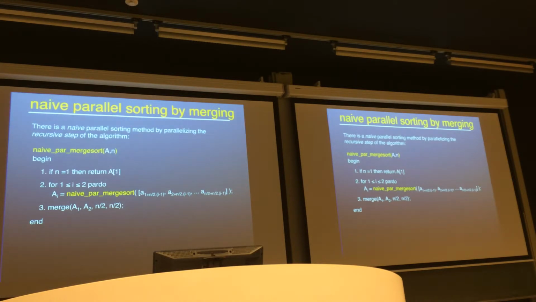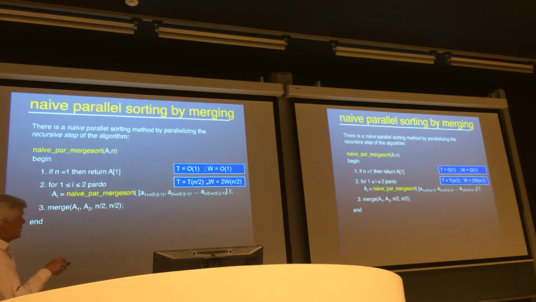And then finally we merge them, A1 and A2, and we obtain the result. Well, this is a very bad result. Why? Well, let's look at the first step. It gives you constant time and constant amount of work. Then the second step, T(n) equals T(n/2), W(n/2), and then finally the third step can be done, of course, in O(n) amount of time and O(n) amount of work.